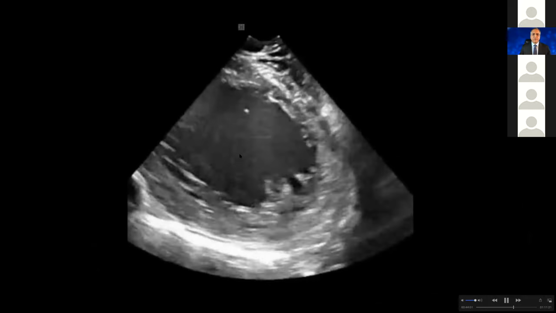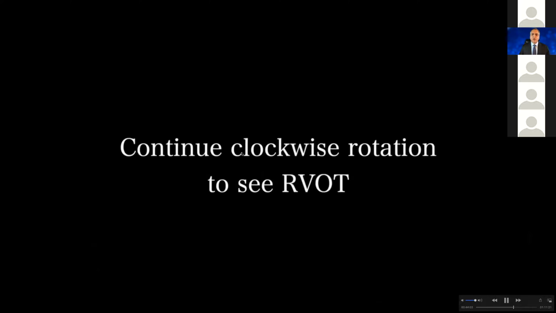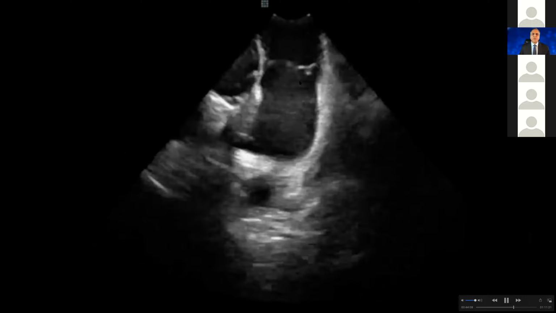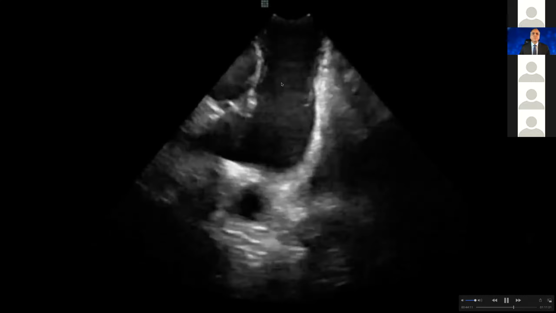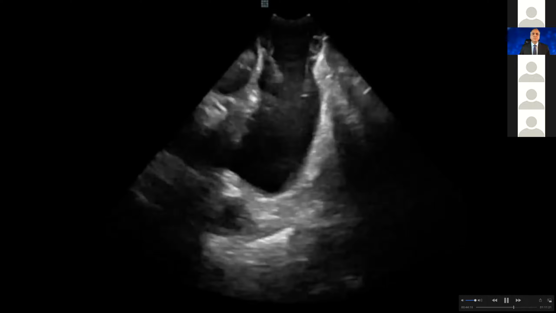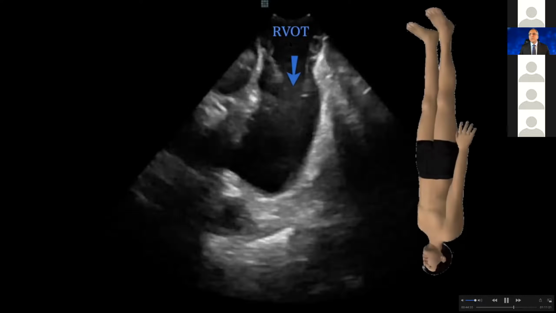I can see the LV. If I continue clocking more, I'm going to be able to see the right ventricular outflow tract. And here you can appreciate the RVOT. So you can see here that this is the RVOT and this is the PA.